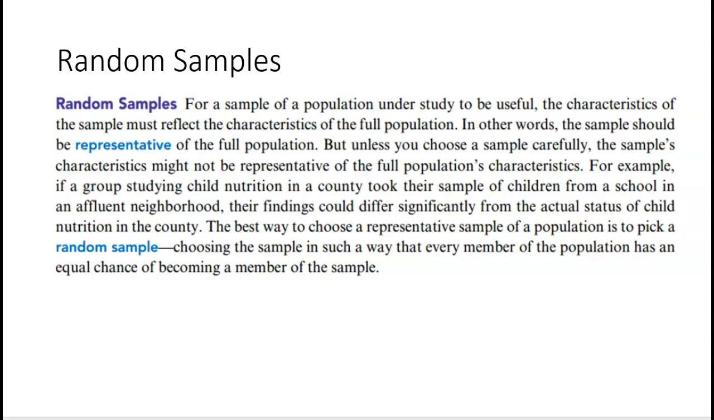So for a sample to be useful, the characteristics must reflect the characteristics of the full population. So it should be representative of the full population. But unless you choose a sample carefully, the sample's characteristics might not be representative. For example, if a group studying child nutrition in a county took their sample of children from a school in an affluent neighborhood, the findings might not be the actual nutrition of the entire county. So the best way is to pick a random sample, choosing the sample in such a way that every member of the population has an equal chance of becoming a member of the sample.